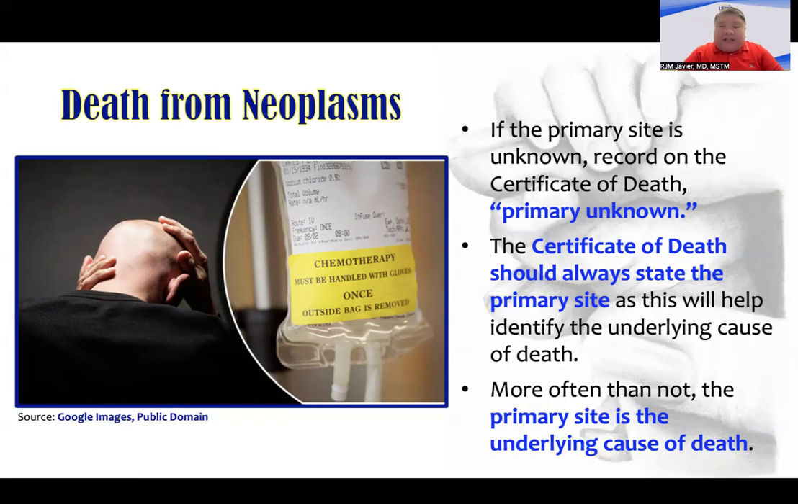Now, the certificate of death should always state the primary site, and if the site is unknown, we just simply say the underlying cause. Primary site is the underlying cause of death.